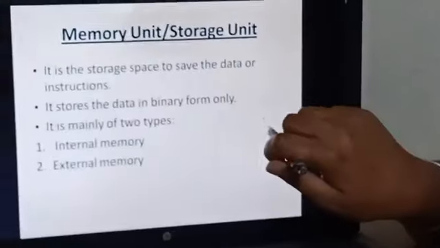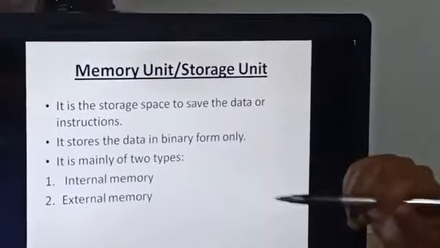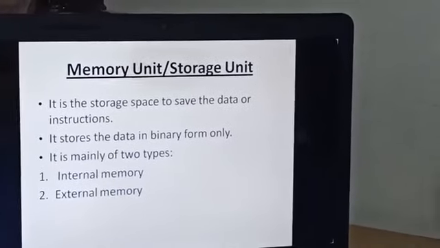The data is in binary form only, as I have already told you that all the data and instructions are converted into binary codes, and those codes will get saved in your memory. Here comes one more concept, that is binary. Binary means 0 or 1, you all know. But why only 0 and 1? This is the concept which I am going to discuss in another upcoming video.